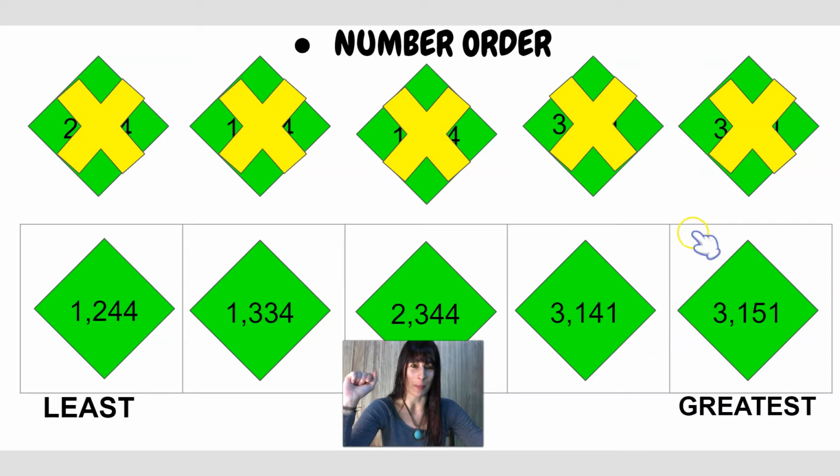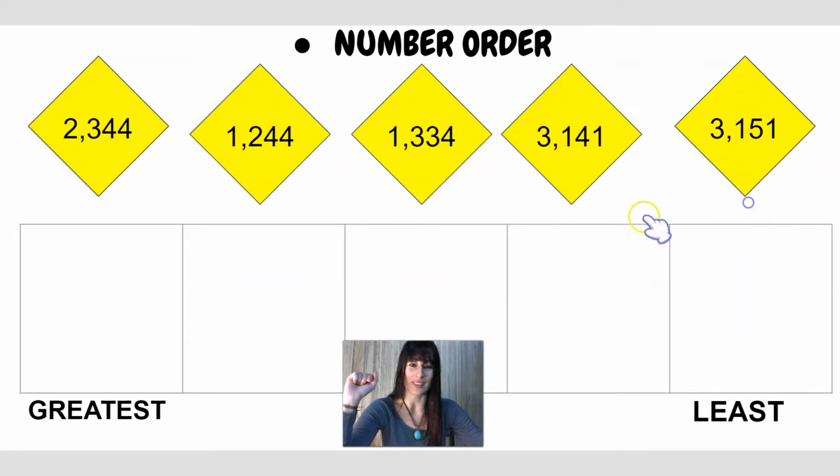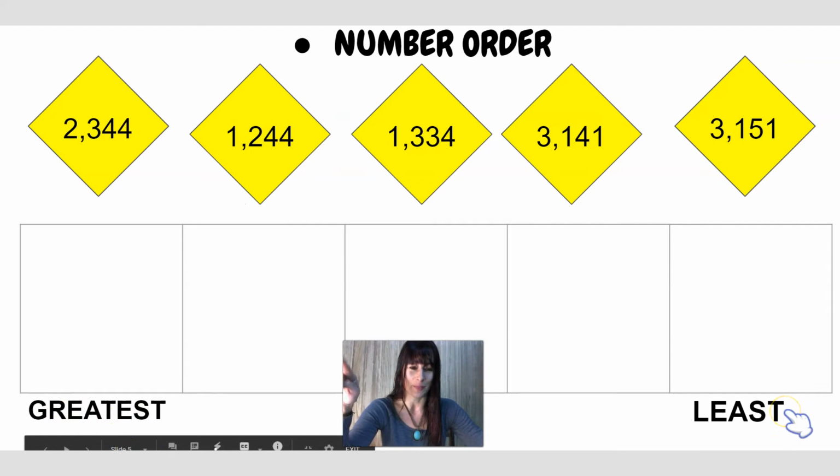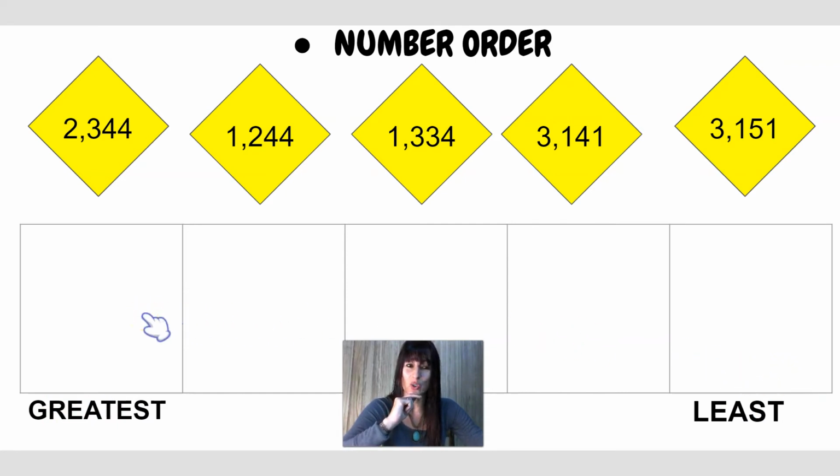Ready to do another number order? Let's look at another one that we have. Let's put this one, but this time we are asked to put them in the order from greatest to least. Very important that you pay attention to that, okay? That it says greatest to least, so you don't put them in the wrong order. Okay, so again, let's look for the one that's the greatest.